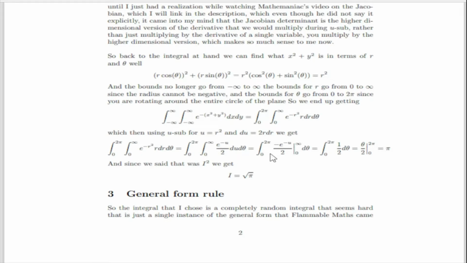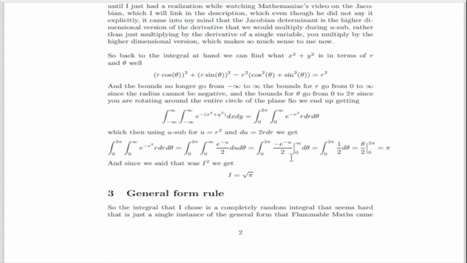which then we can integrate e to the negative u over 2 from 0 to infinity, which ends up giving us just 1/2 in that part. So it'd be the integral from 0 to 2 pi of 1/2 d theta, which equals just theta over 2 from 0 to 2 pi, which equals pi. And since that was actually I squared, we take the square root of both sides to get I equals the square root of pi.